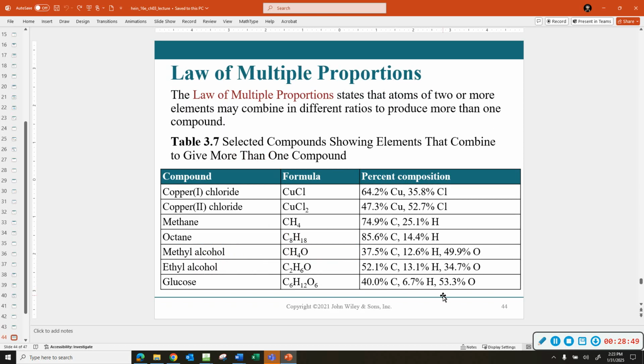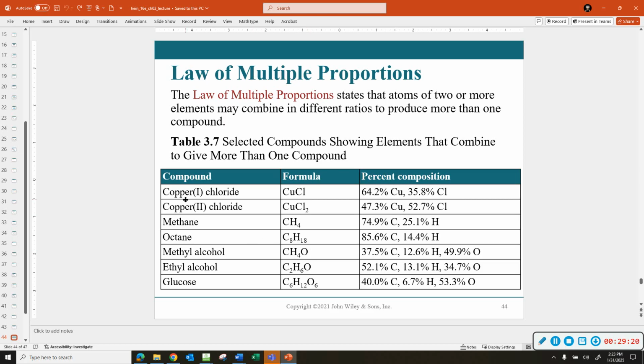All right, now the law of multiple proportions talks about how you could have the same 2 elements and have different formulas for them. Now the first example here is copper 1 and copper 2 chloride. Copper 1 chloride is indicative of the charge. Copper 2 chloride says that the 2 is the charge on this copper. So copper can have 2 different charges.